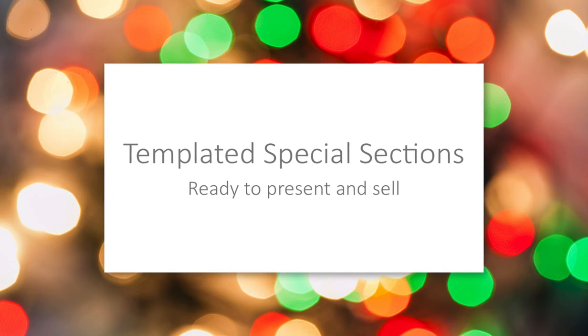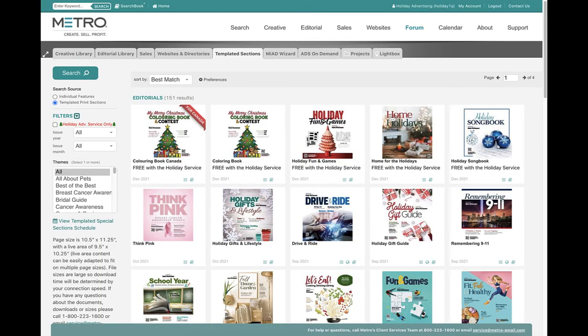You'll also find the ready-to-sell templated special sections in the editorial library. Select Templated Print Sections from the Search Source menu, or click the Templated Sections tab along the top. The bonus sections are all marked free with the holiday advertising service, so they're easy to identify.